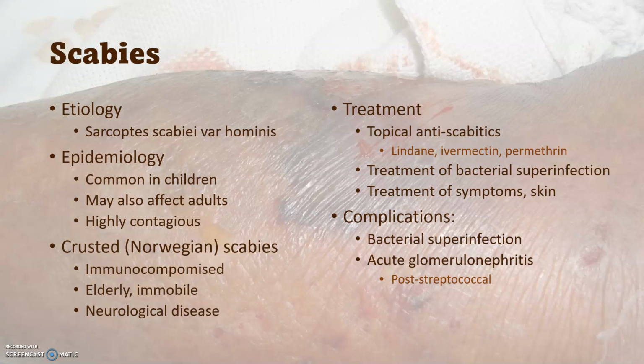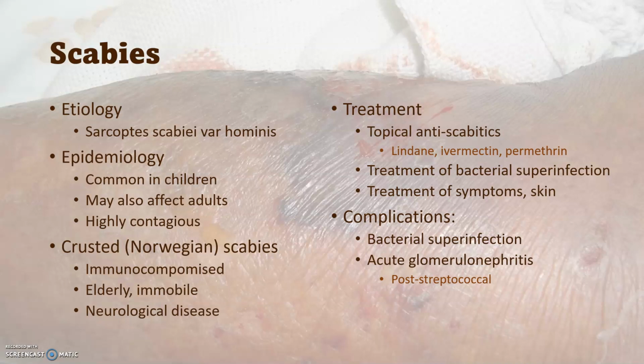And it tends to present as very itchy papules, vesicles and blisters in the interdigital spaces of the hands and feet, or in the groin creases typically, that may develop into burrows, which are pathognomonic of the condition.